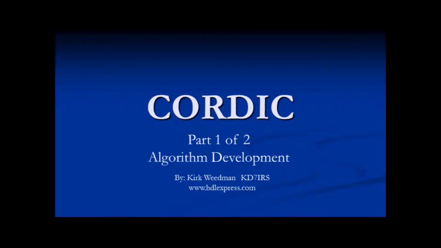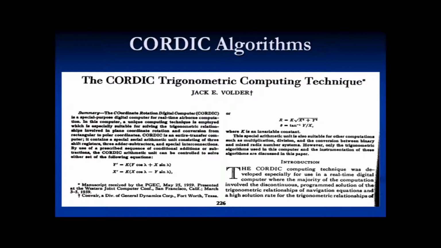CORDIC stands for Coordinate Rotation Digital Computer. Back in 1959, an article was published by the Institute of Radio Engineers Incorporated and written by Jack Volder. Volder took a principle of geometry and created an iterative formula that can be implemented with digital logic to make complex calculations such as sine, cosine, hyperbolic, logarithmic, and various other calculations very quickly and accurately.